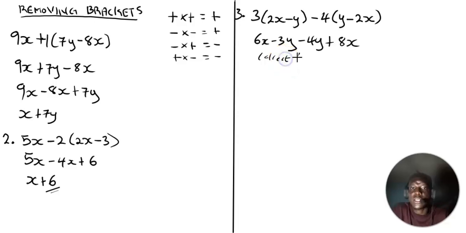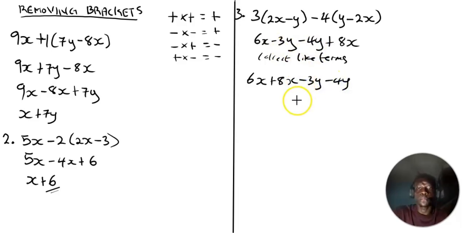This is collect like terms. So if you have to collect like terms, you say 6x plus 8x. The x's will come together, while the y's will come together. So you have 6x plus 8x. They have minus 3y minus 4y.